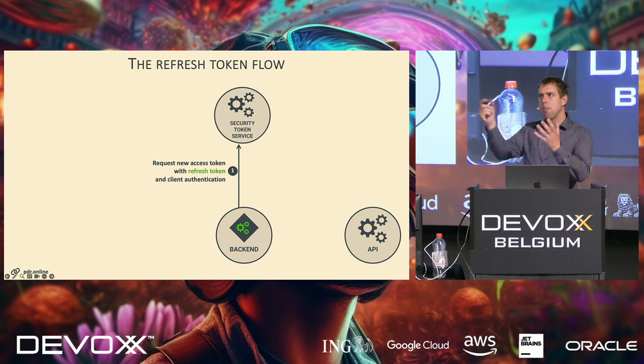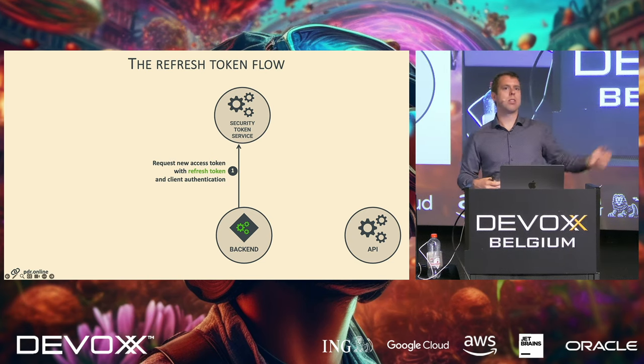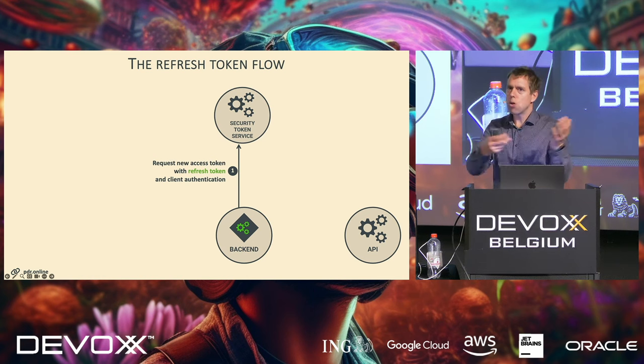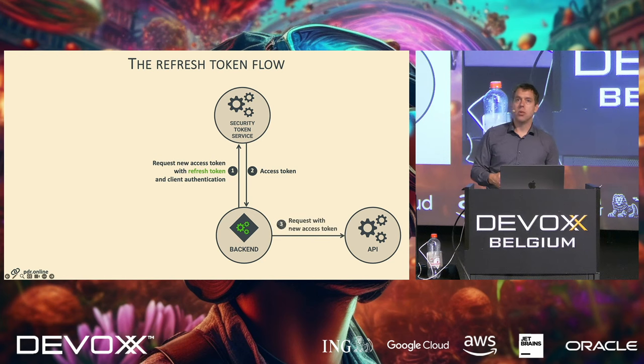And the STS will look up that refresh token and be like, oh yeah, I gave that to Philippe 3 days ago or 5 weeks ago. And yeah, this is still valid. Of course you can get a fresh access token. And there we go. And now the backend can access the API with that access token and everybody is happy. That's essentially how this works.